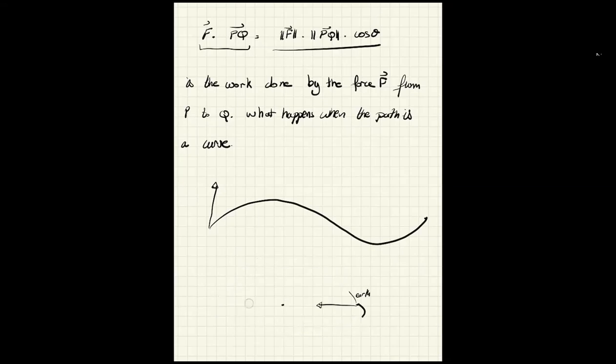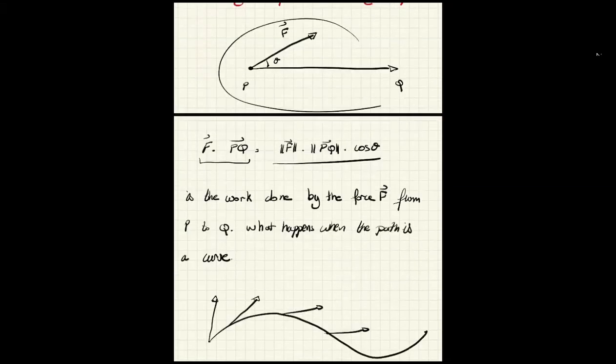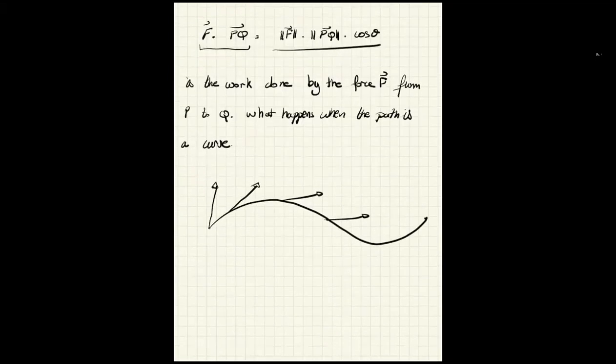So what's the work? That's a bit more complicated than a line and a scalar product, right? The force is variable, but also the line is variable. But the thing is, locally, it looks like this. So that's exactly what we'll do.